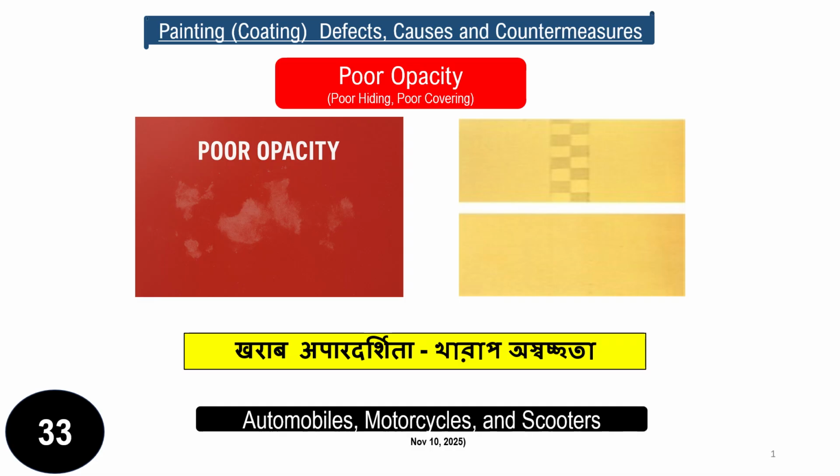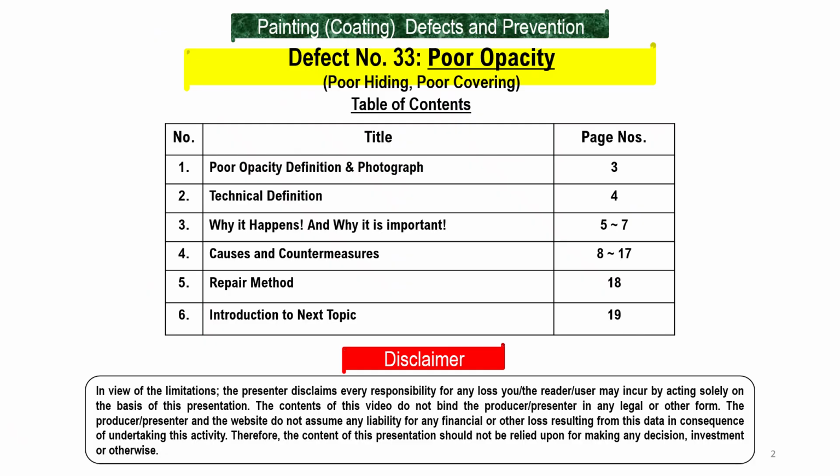And we shall be talking about one very important defect, and that is poor opacity. We shall discuss poor opacity definition through its photograph, its technical definition, why it happens and why it is important, causes and countermeasures, repair method, and finally, introduction to the next topic.